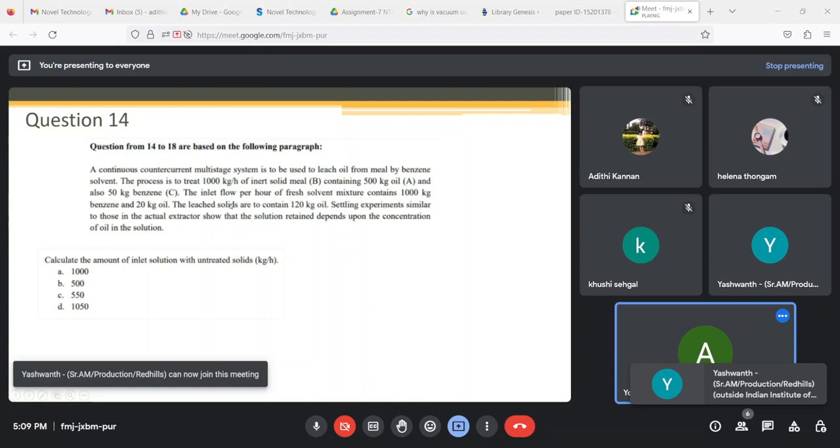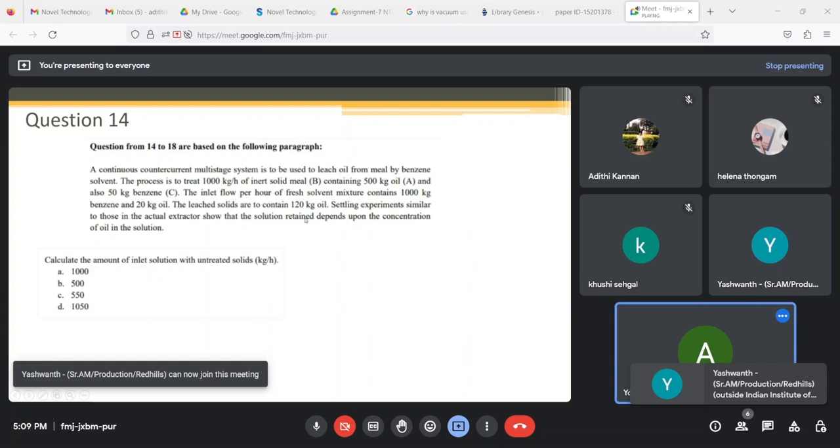The settling experiments, similar to those in the actual extractor, show that the solution retained depends upon the concentration of the oil in the solution. So the last line is not important. What we need is the rest of the parameters. So calculate the amount of inlet solution with untreated solids.